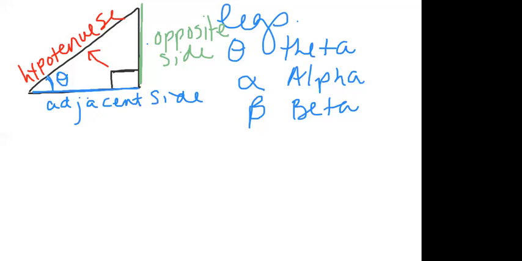Now, we've got some abbreviations. Before we get into the actual trig functions, we're going to use the abbreviations. Adjacent is ADJ, and then opposite, we're going to use OPP.